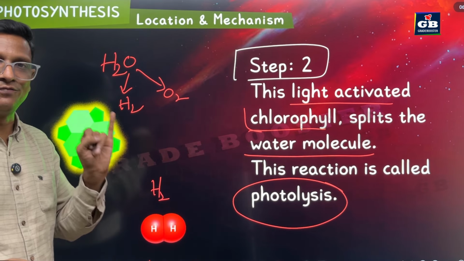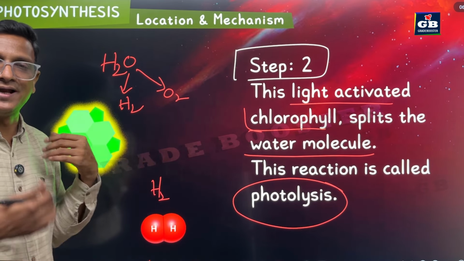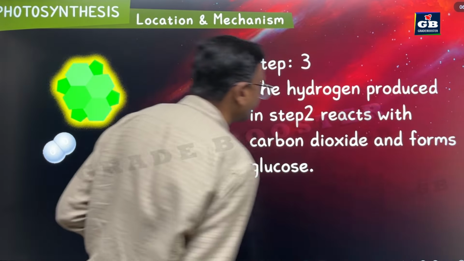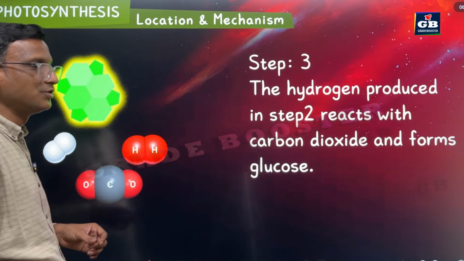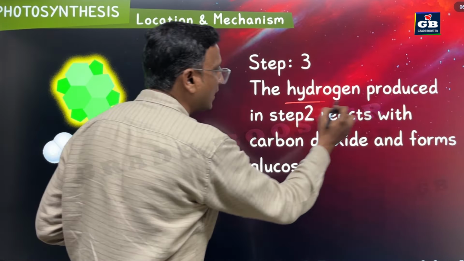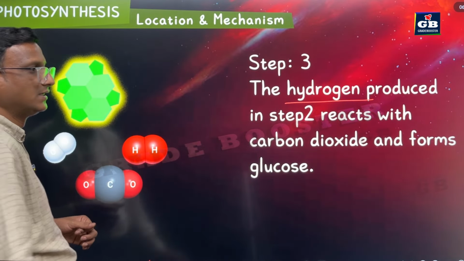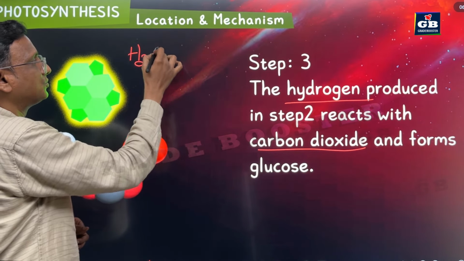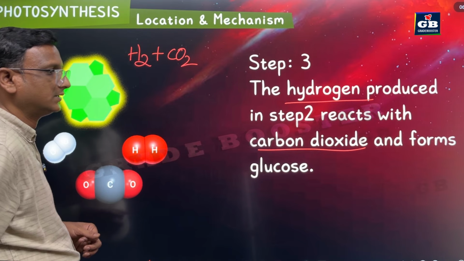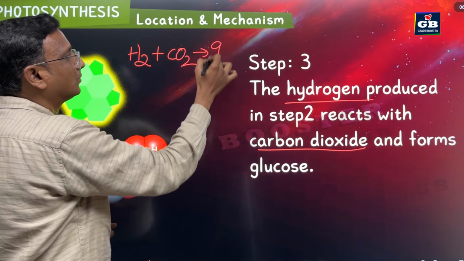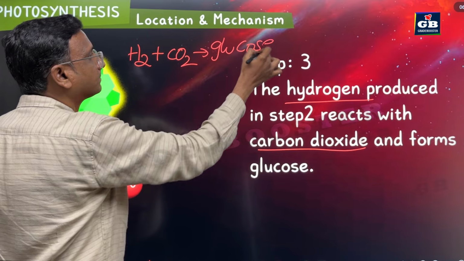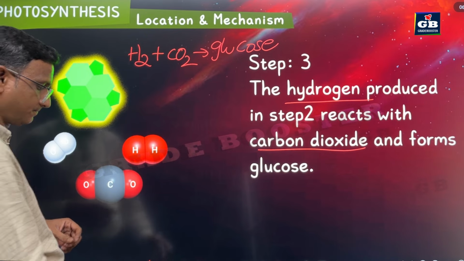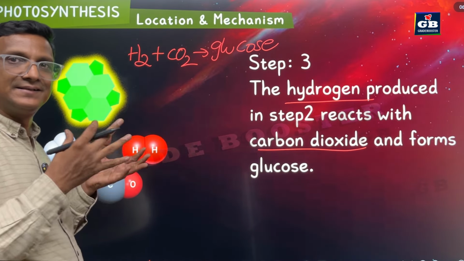Right? In step 1, chlorophyll is activated by sunlight. In step 2, the light activated chlorophyll splits the water molecules. Now let us see what happens in step 3. In step 3, the hydrogen produced in step 2 reacts with carbon dioxide and it forms glucose. Right?